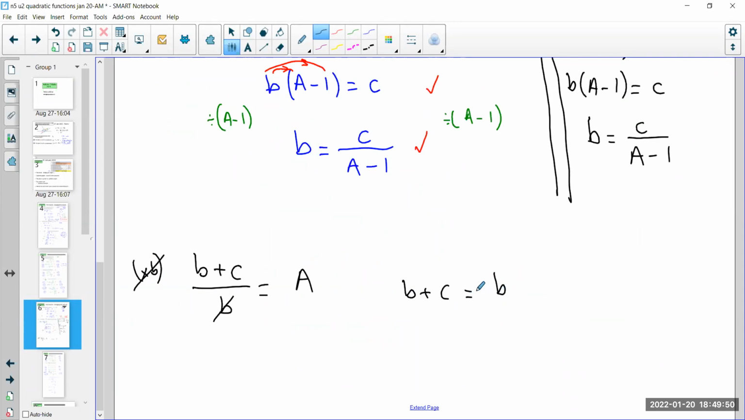This is where I think I went wrong, because I got B squared plus C equals AB. Remember, what you've done is when you times by B, you times that whole thing by B, but by doing that you timed it to get rid of it, and that got rid of it, but you've kind of kept it in. So that's where I went wrong. I should have just had plus C equals AB.